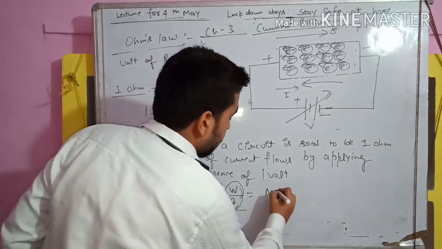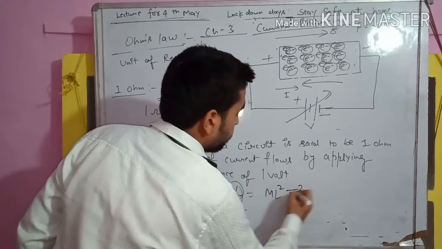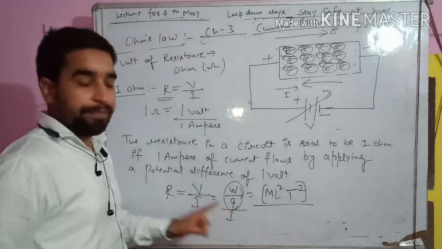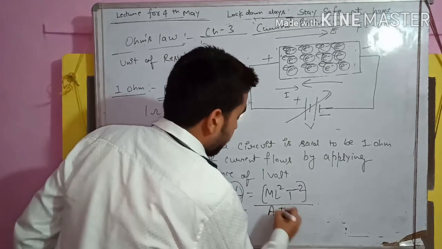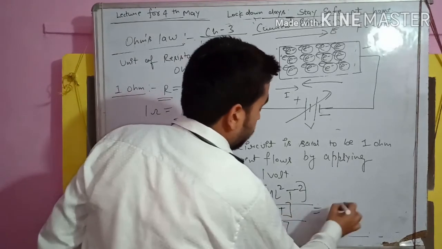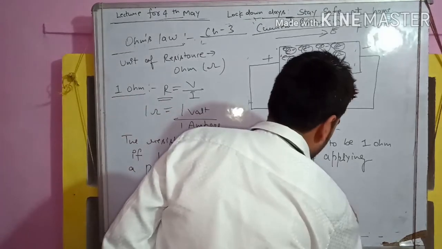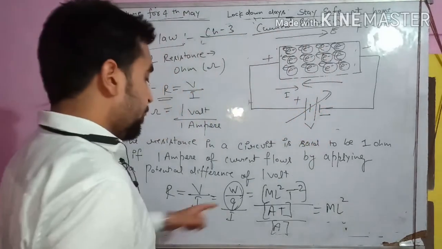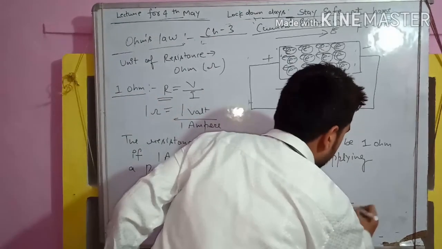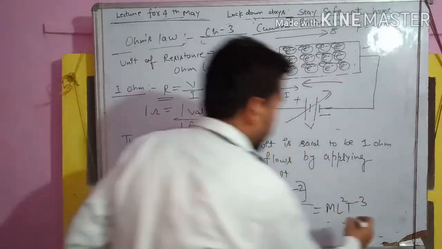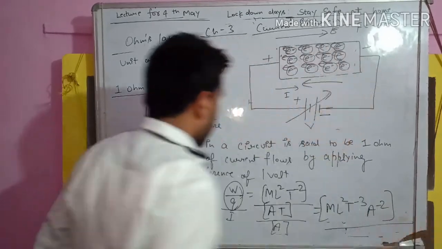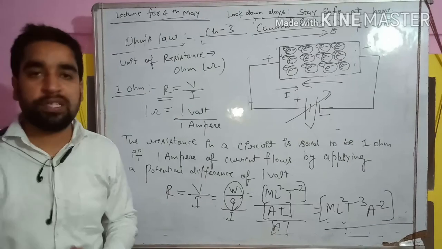Now students, the dimensional formula for W is ML squared T to the minus 2, divided by Q. Q is equal to IT, so this will be A times T, divided by I. This will be A only. Now solve this and you will get M L squared, and T will be minus 2 plus 1 and then minus 1, so T to the minus 3 and A to the minus 2. So this is the dimensional formula for resistance. I hope you understood this.